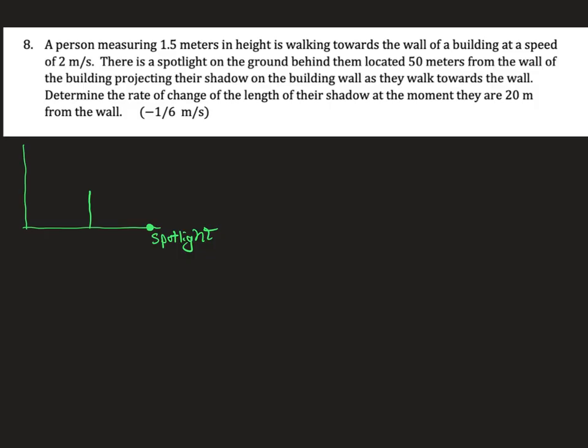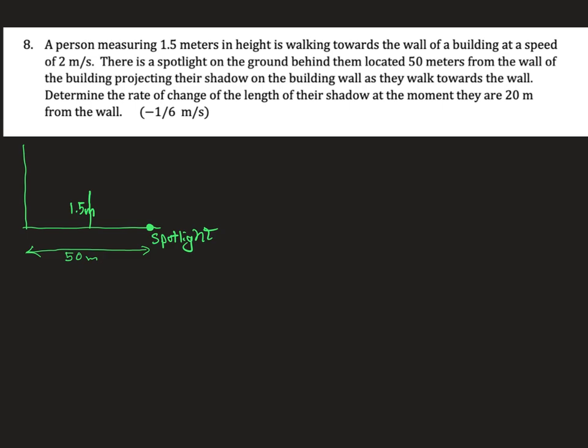So, you want to draw the wall, the ground, the spotlight, like I did. That 50 meters from the wall won't change because the spotlight is not moving. So, we can put that on there. And the person's height is 1.5 meters, so that also will not change. So we can write that on there.